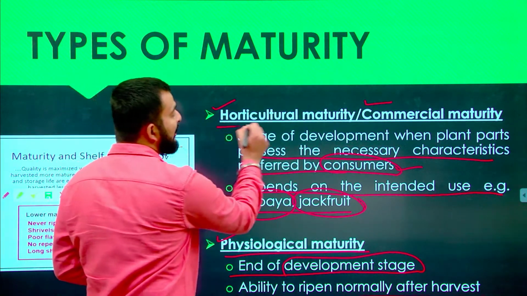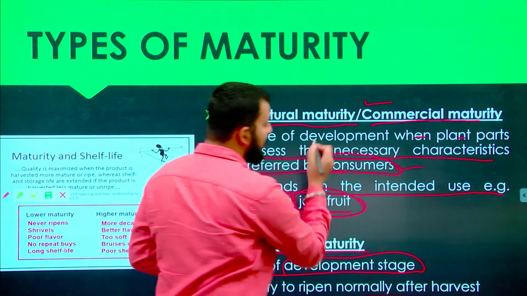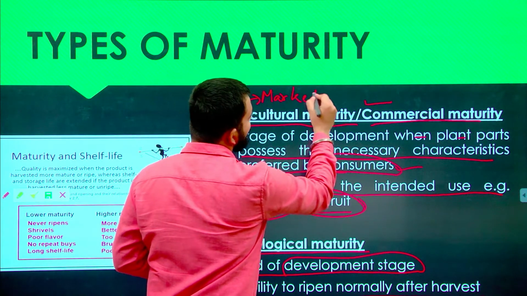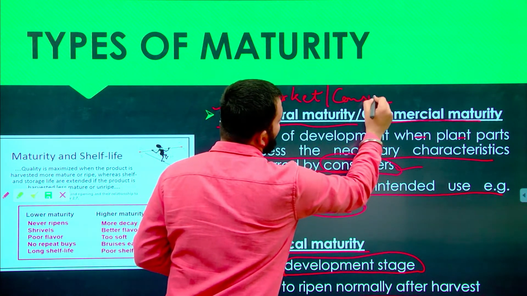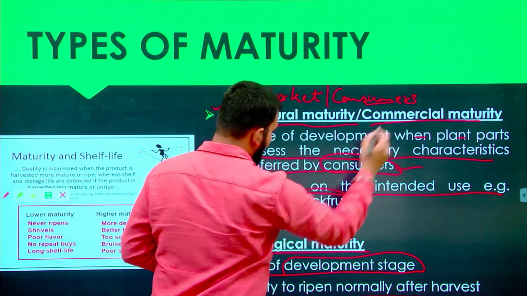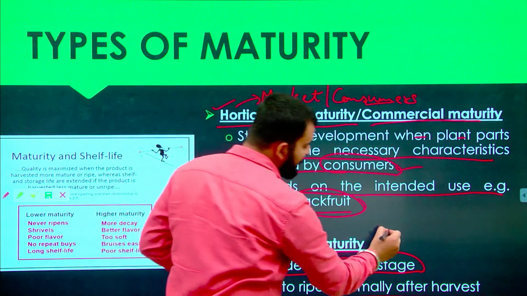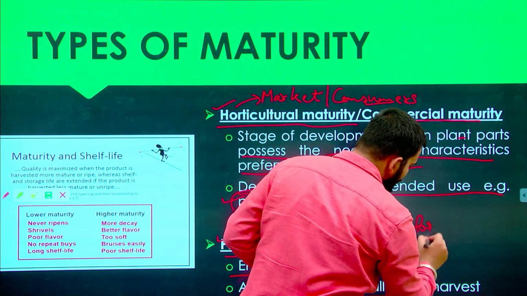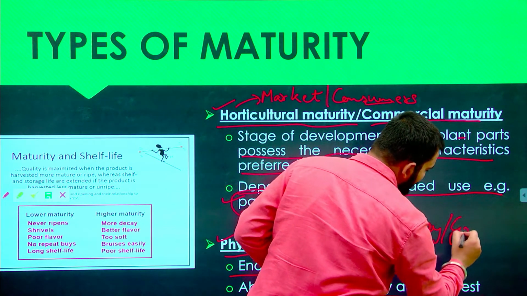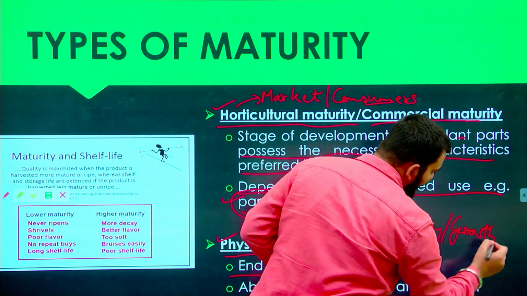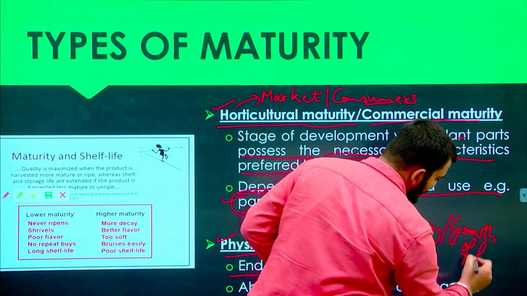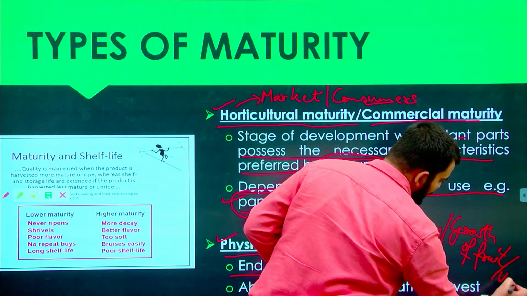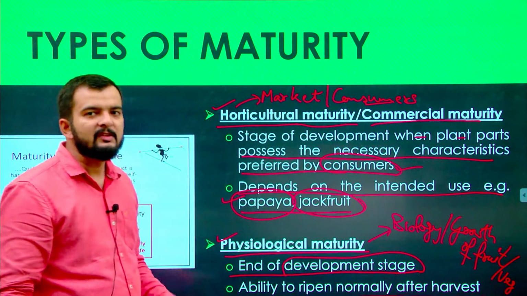Now horticultural maturity or commercial maturity depends on your market or the consumers, and your physiological maturity depends on, you can say, the biology or the growth of your plant or your fruit or vegetable. Okay, so that is the basic difference.